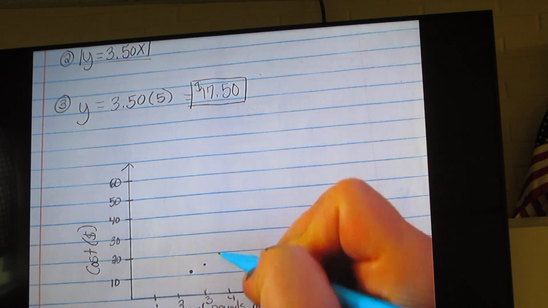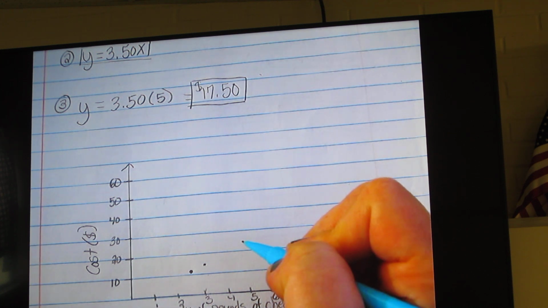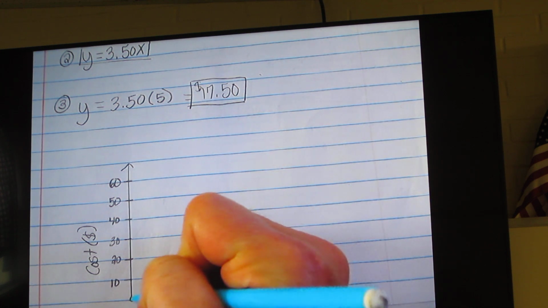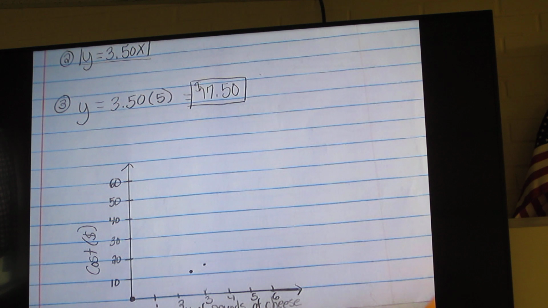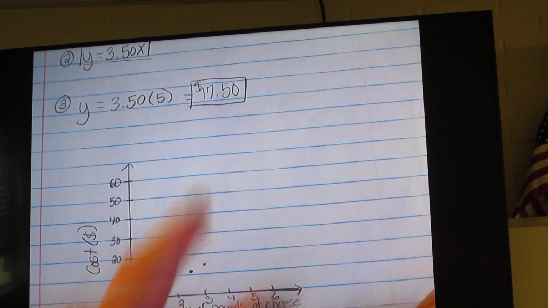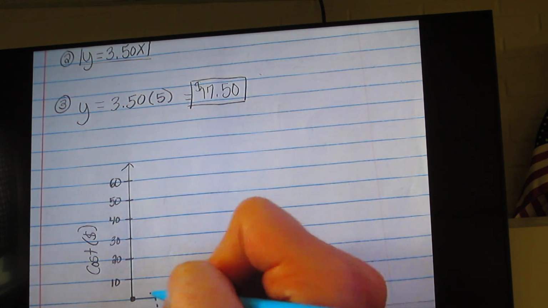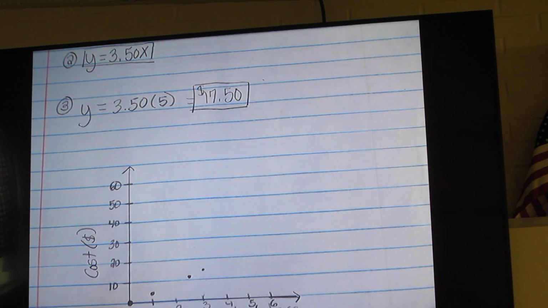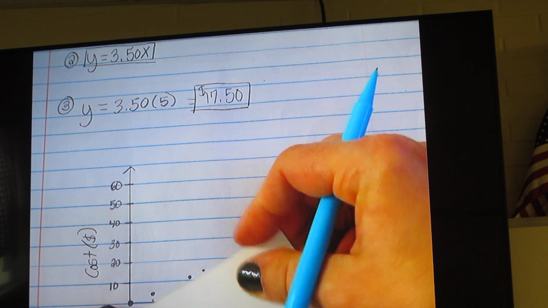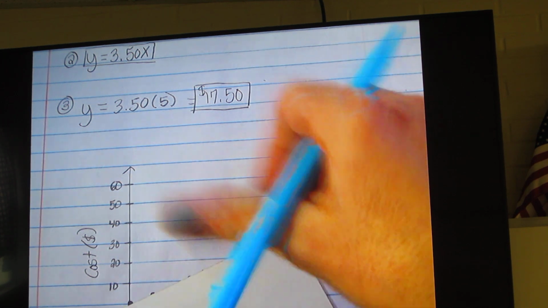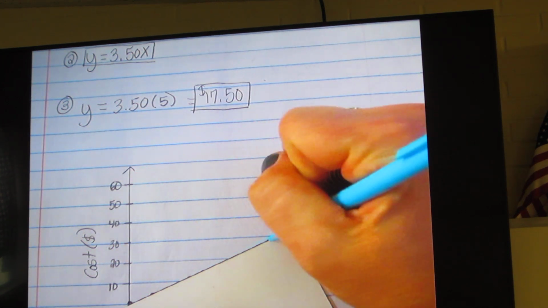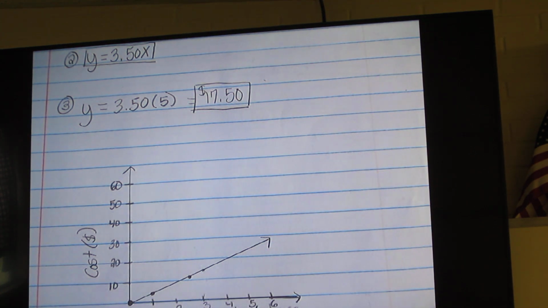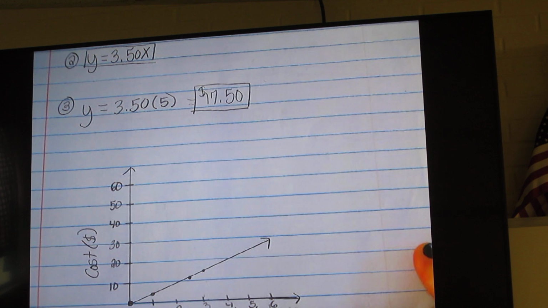Now, also think about where your starting point would be. If you don't buy any cheese, you don't pay anything. So 0 pounds of cheese for $0. And let's just fill in some points. We know that per pound, you're gonna have your $3.50. So it's about right here. And that's gonna be plenty of points to go ahead and connect, because you really only need 2 points for your graph. And that is all about direct variation equations.